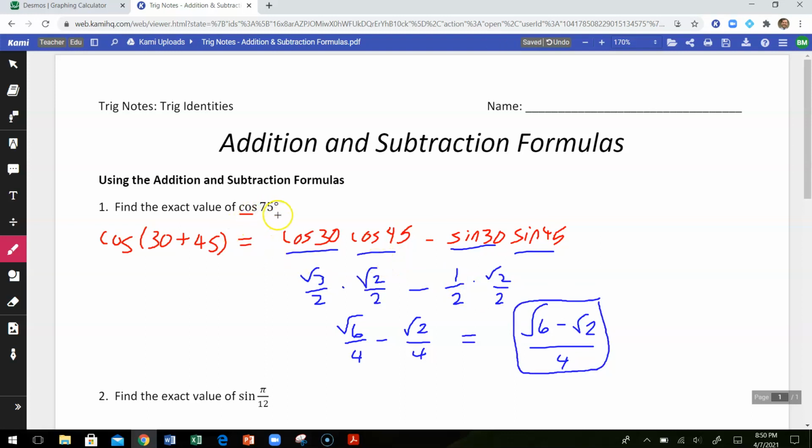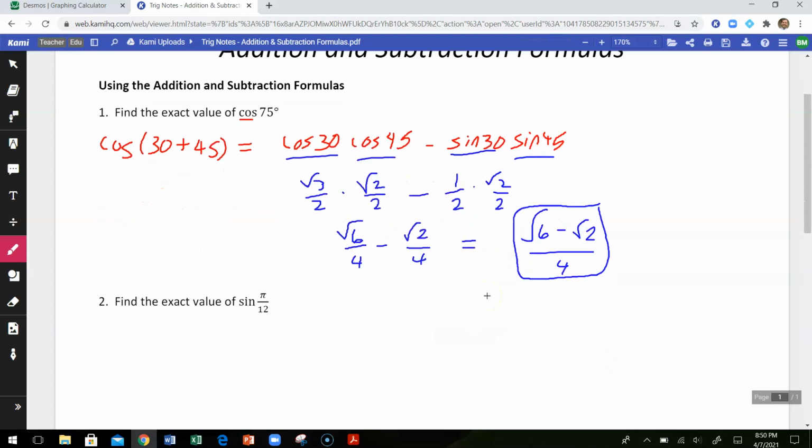Now, obviously, you would be tempted to just go to the calculator and type in cosine of 75 degrees, and it would give you a value, but what it would give you would be a decimal that you would be rounding to however many places, and that would not be exact. So if we want the exact value, it's root 6 minus root 2 all over 4.